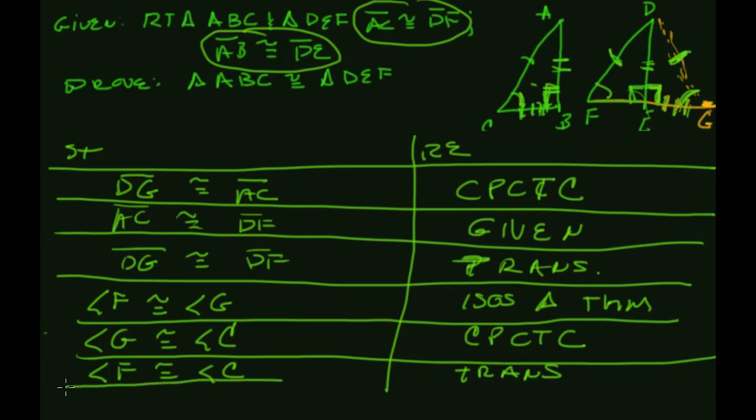Okay, and here's the big finale. Because if I start looking here, I now have C congruent to F. I know that AC is congruent to DF because that's in my givens. I have AB congruent to DE. That's in my givens, right?